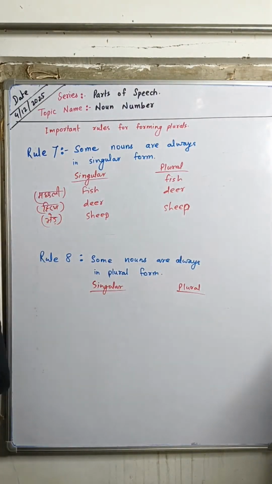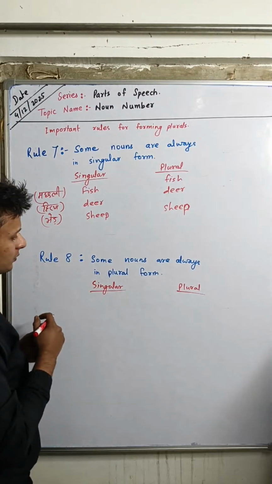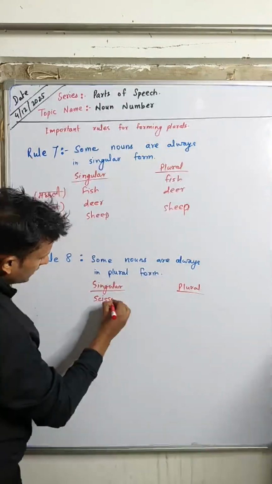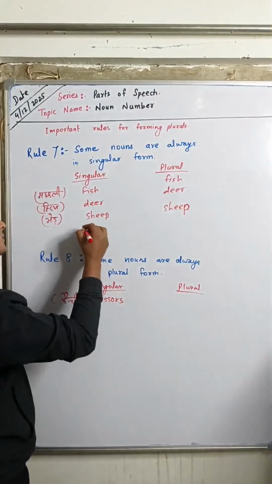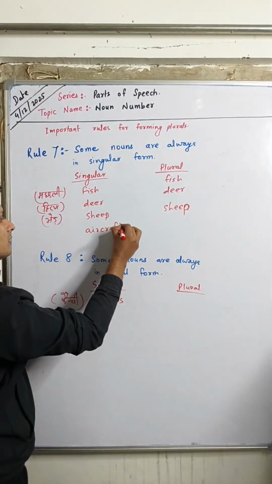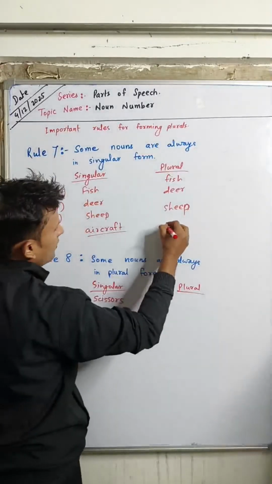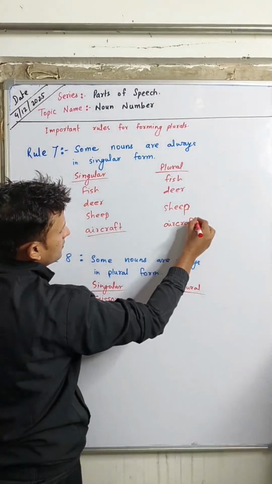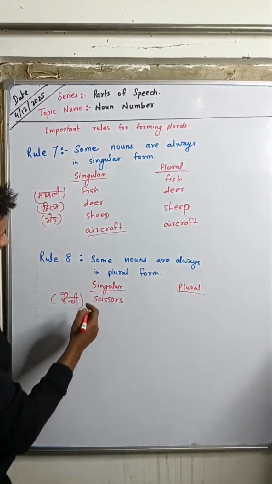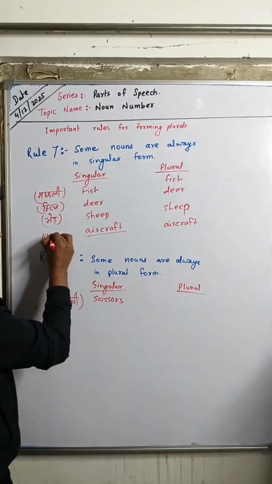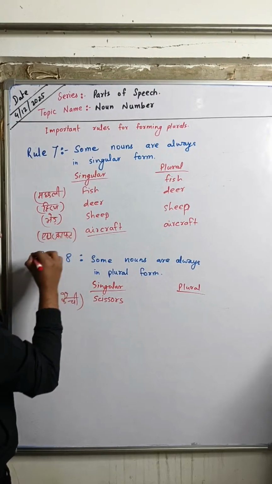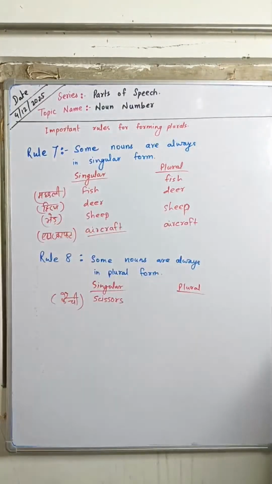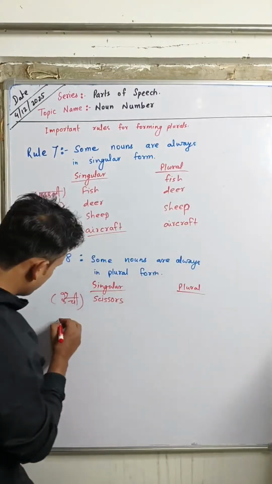Now let's look at the rules. Look at rule number 8. Some nouns are always in plural. Scissors, catchy. One other example, aircraft. Aircraft is always in singular form. One aircraft, 10 aircraft, 100 aircraft. Pajama, trousers.